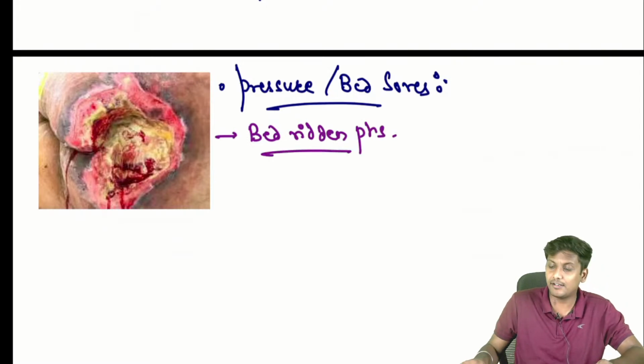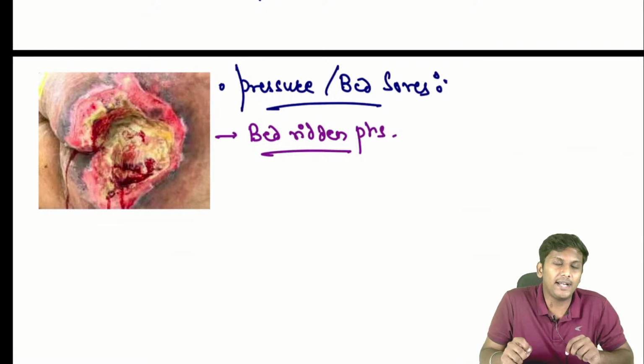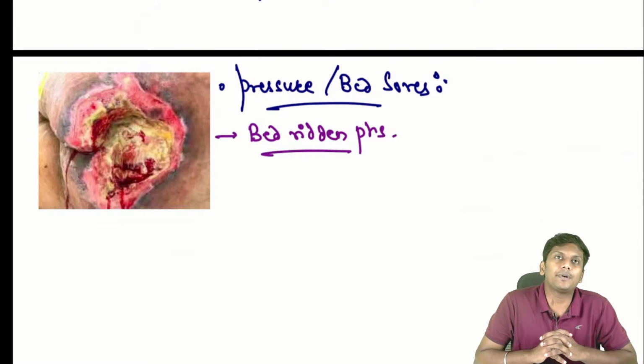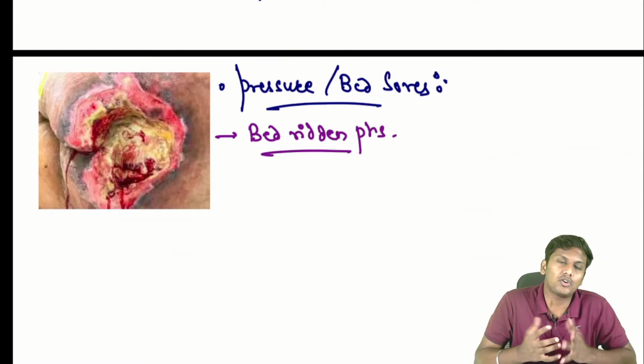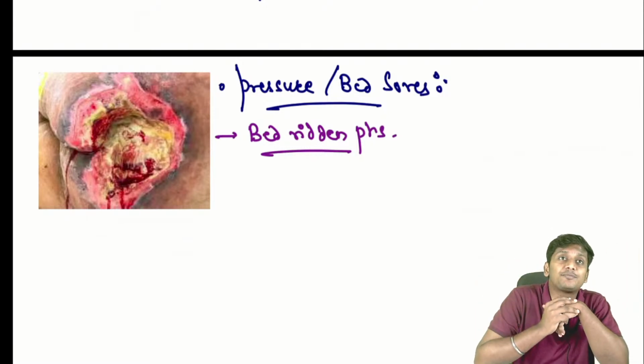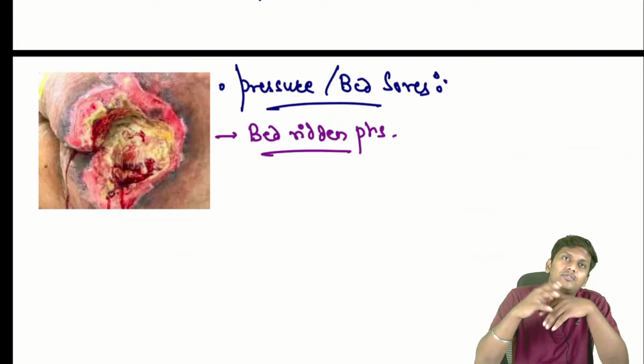What do I mean by bedridden patients? Those who are not able to get up from bed. For example, a person who has experienced paralysis, or a person who is having paraplegia, hemiplegia, or a patient who is having a cervical spine fracture and who has been advised bed rest for a very long span of 3 to 6 months.